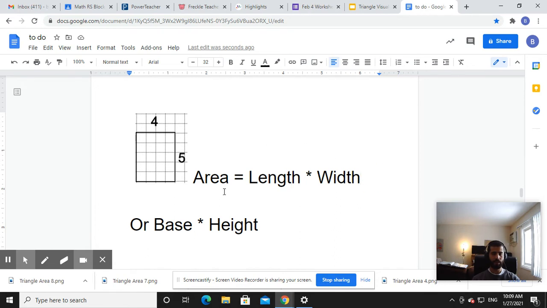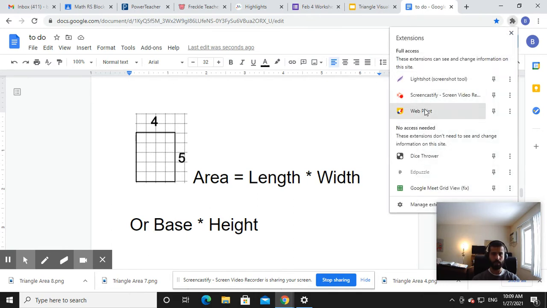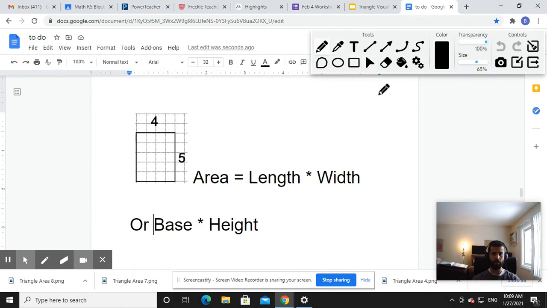We have this method called area equals length times width. Some people say base times height. They really mean the same thing. So the width would be left and right, and the length would be the height in this case. And the base would be kind of on the bottom, which we know because it's on the other side. It's the opposite side of a rectangle.